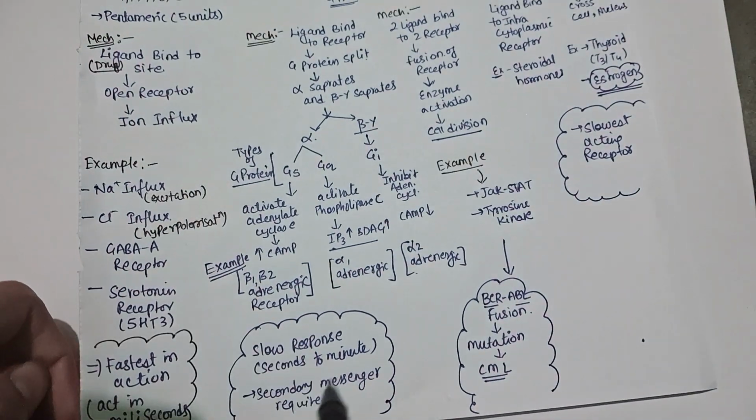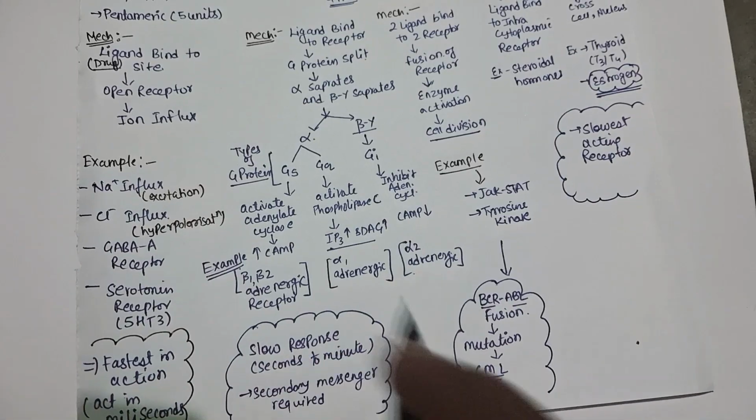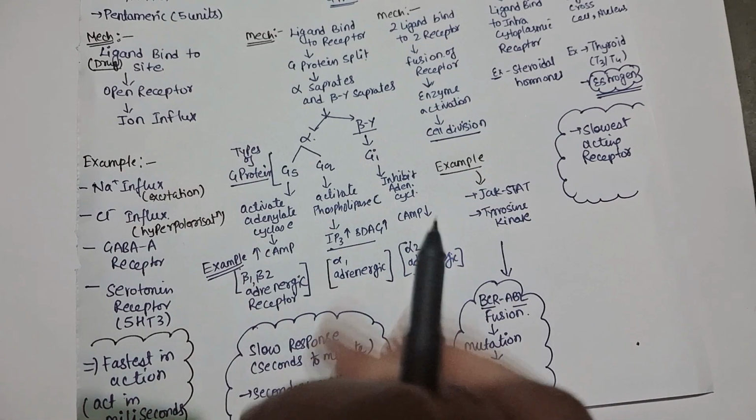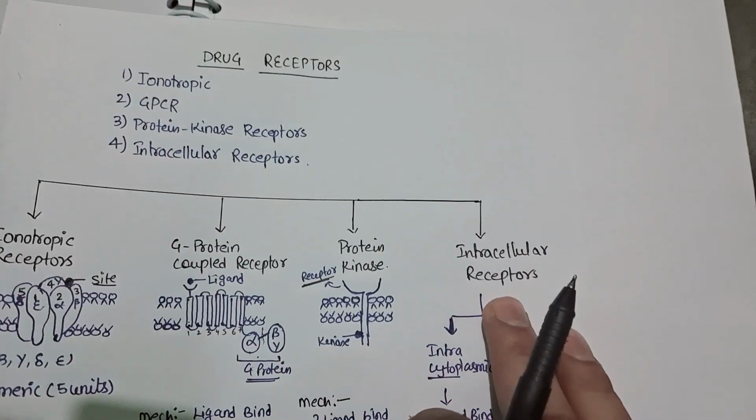Unlike the ionotropic receptor, this receptor is not that fast. Its response time is seconds to minutes, and it also requires second messengers. That's why it's slow. Now we'll move on to our third type of receptor, which is the protein kinase receptor.